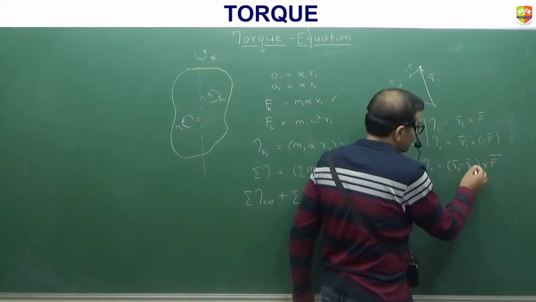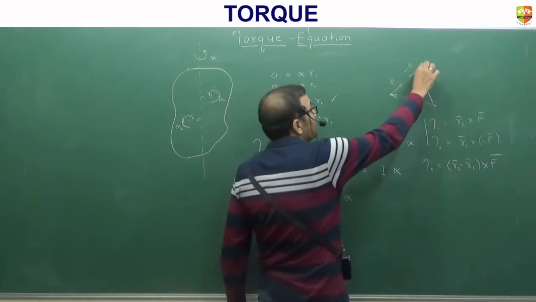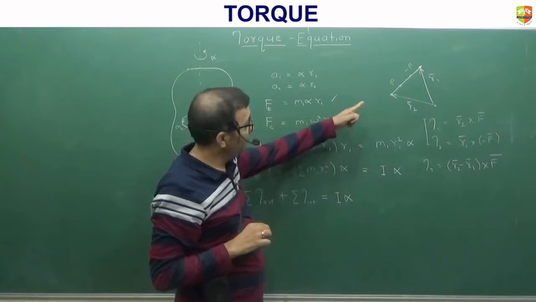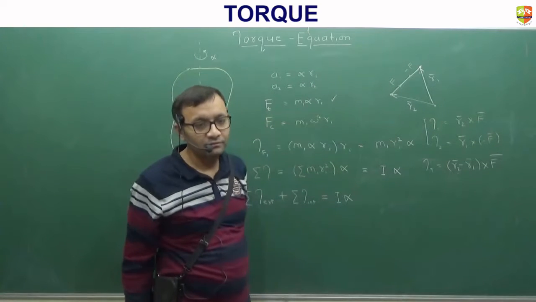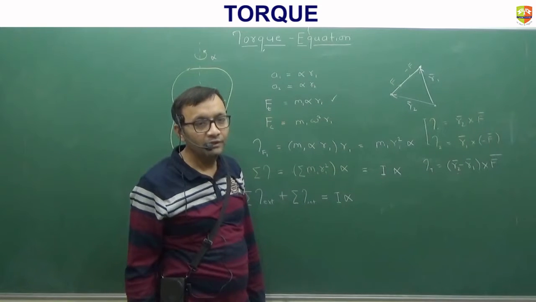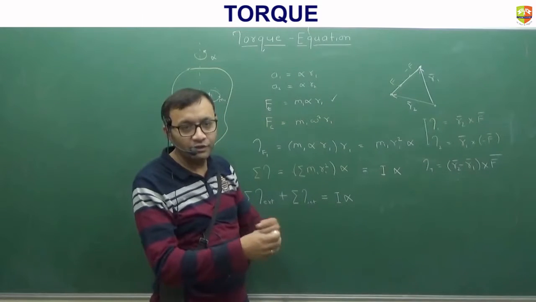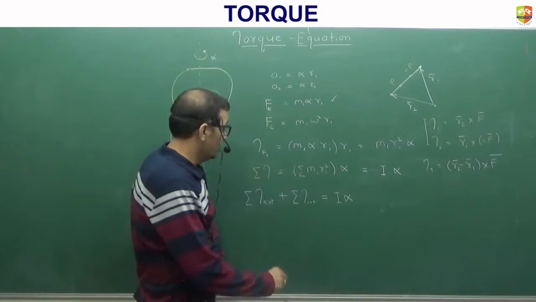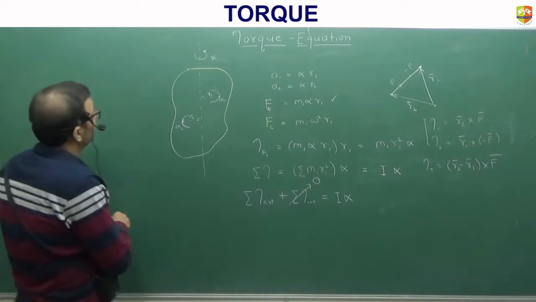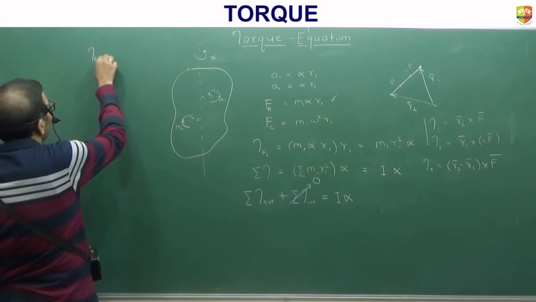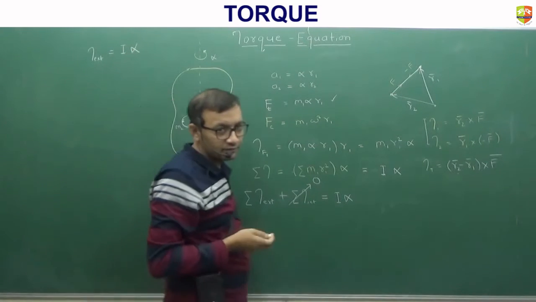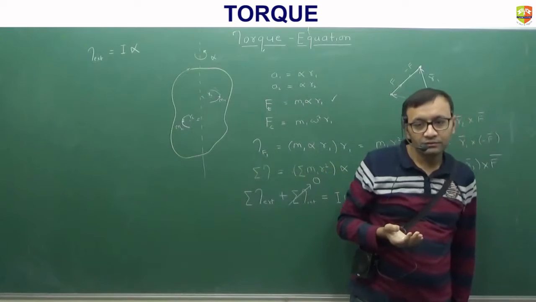R2 minus R1 is what? A vector which is connecting these two points, right? And force is parallel to that, R2 minus R1. So cross product will be 0. Right? So if you have pairs of all the internal forces two at a time, they'll cancel away. So that is why net internal torque will be 0. So from there, it comes out that net external torque on a rigid body will be equal to I into alpha about the fixed axis. Okay?